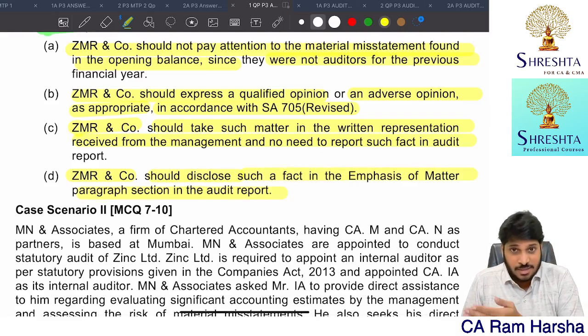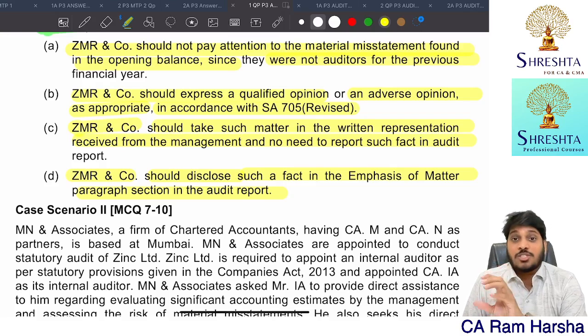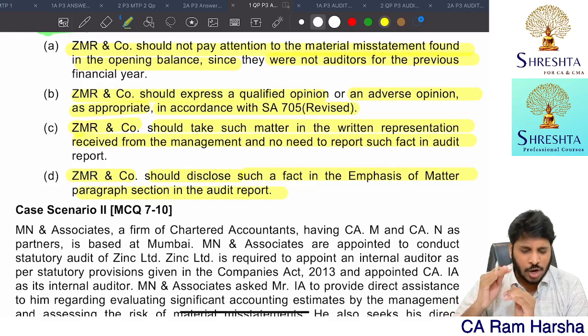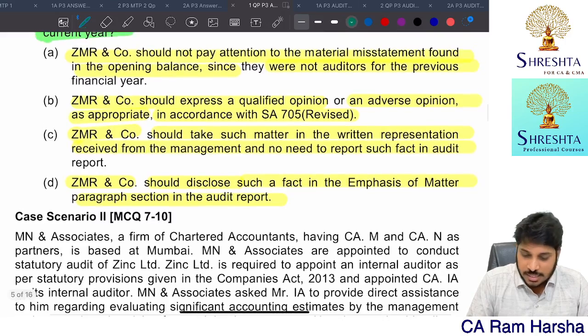When there is a material misstatement in the financial statement because of the opening balance misstatement, you must modify the opinion in the current audit report. Emphasis of matter paragraph is not a substitute for modified opinion. So the answer is B.